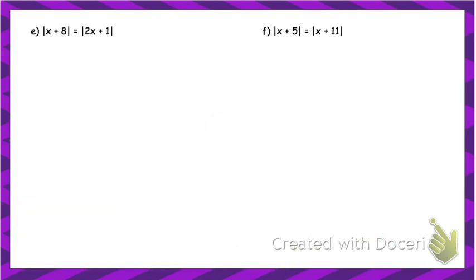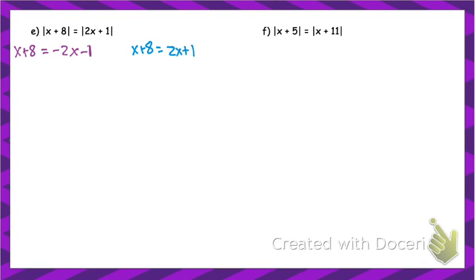All right, so the rest of these, it's going to be the same process. It's just going to be a little bit more complicated, some of these will be a little bit trickier. So let's go ahead and look at E. So again, the absolute value is by itself, so I'm going to set up 2 equations. x plus 8 equals negative 2x minus 2. I don't know why I did 2. I apologize, that's supposed to be 1. x plus 8 equals positive 2x plus 1.